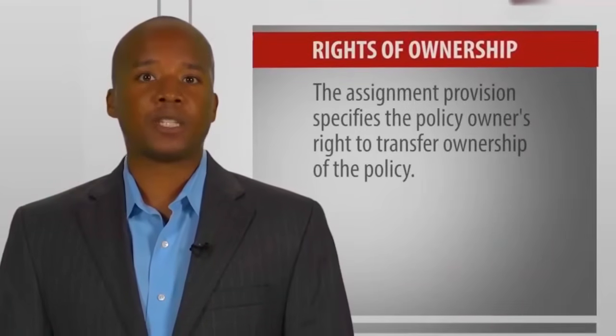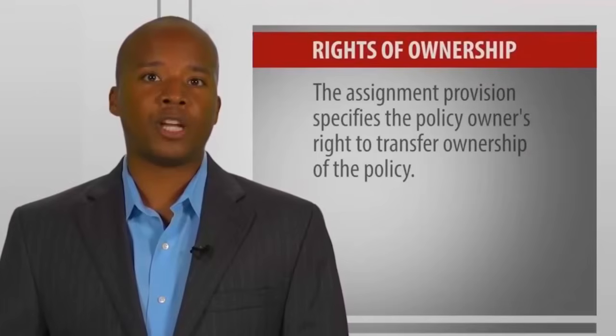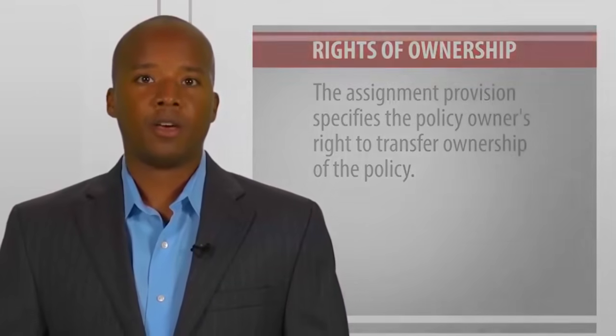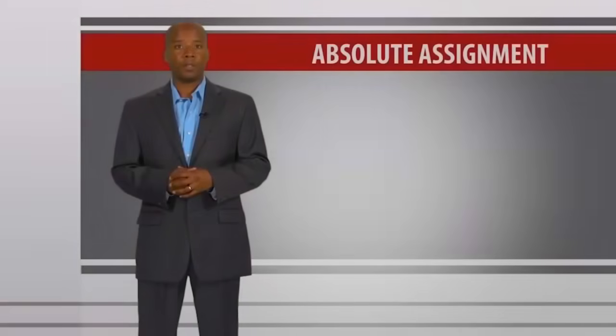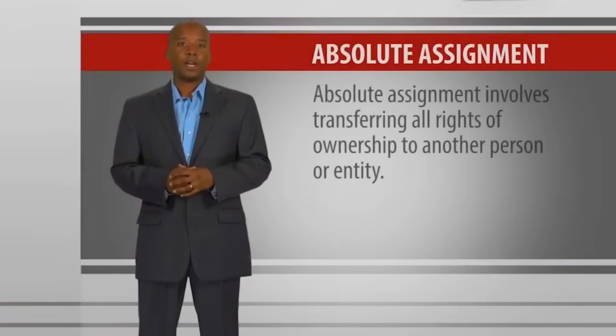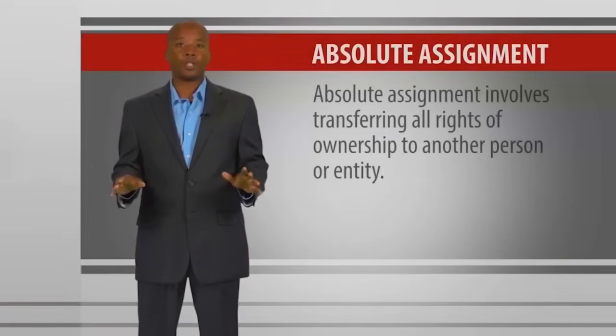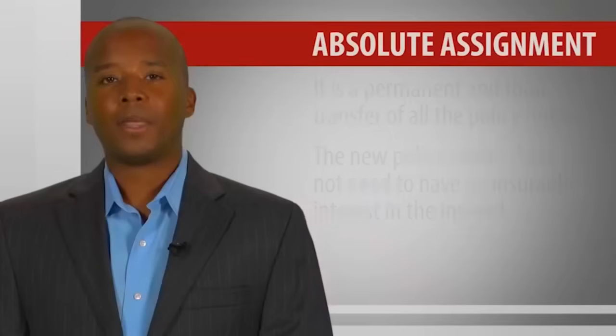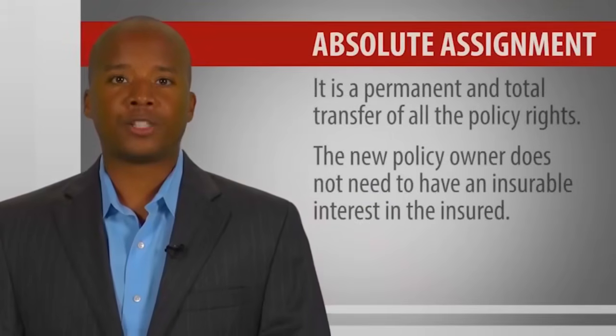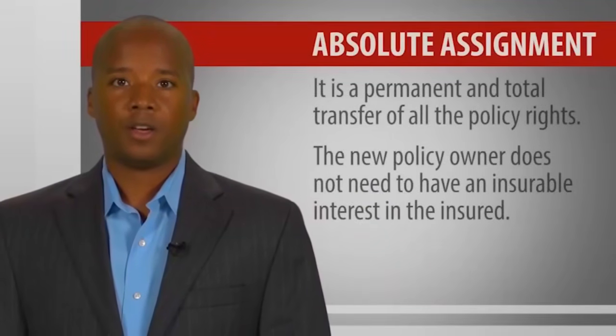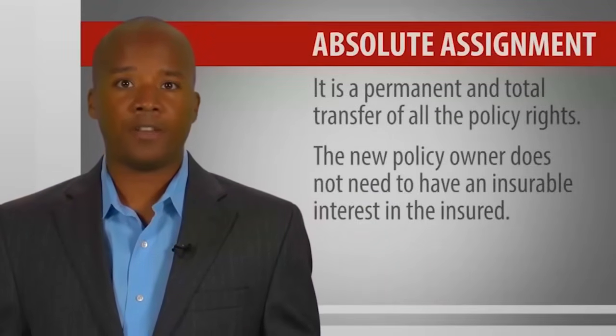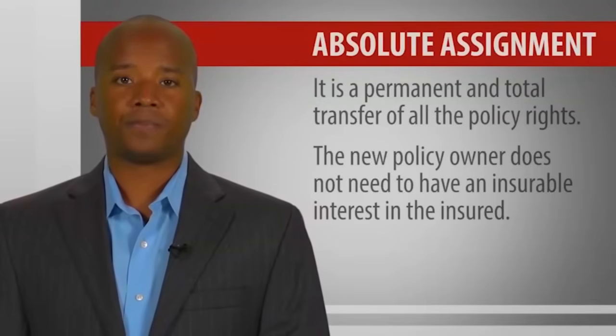Rights of ownership. The assignment provision specifies the policy owner's right to transfer ownership of the policy. There are two types of policy assignments. Absolute assignment. Absolute assignment involves transferring all rights of ownership to another person or entity. It is a permanent and total transfer of all the policy rights. The new owner does not need to have an insurable interest in the insured.